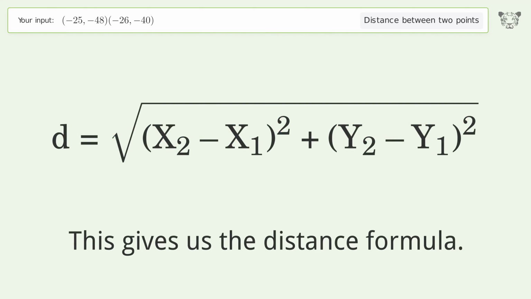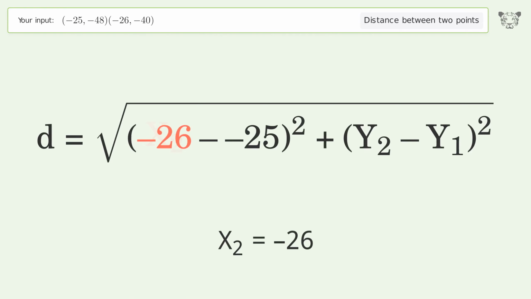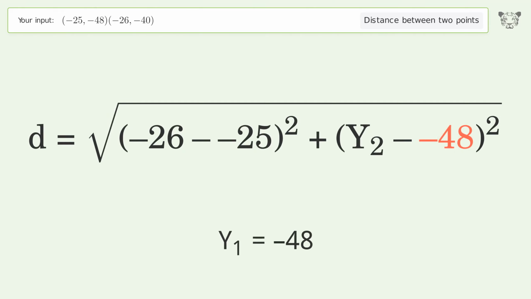x1 equals -25. x2 equals -26. y1 equals -48. y2 equals -40.